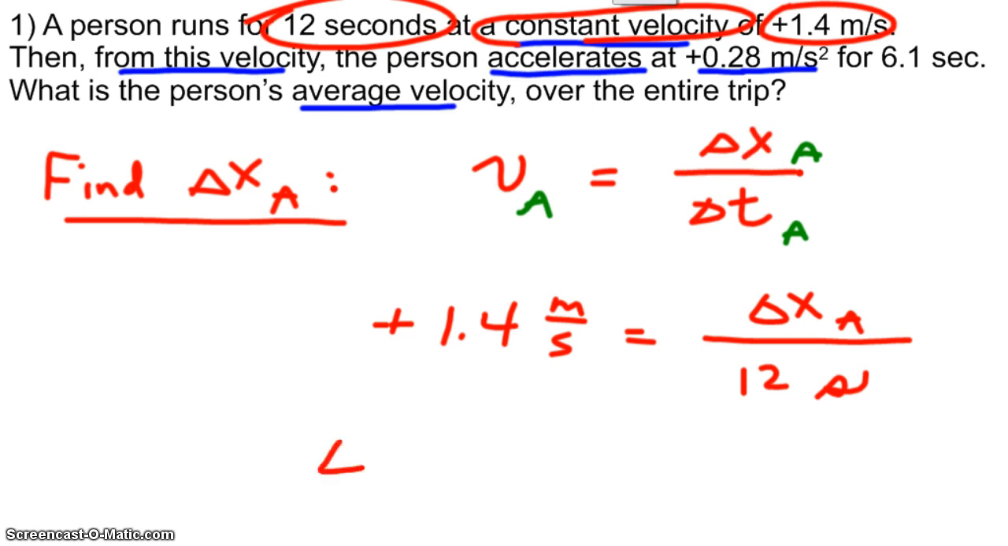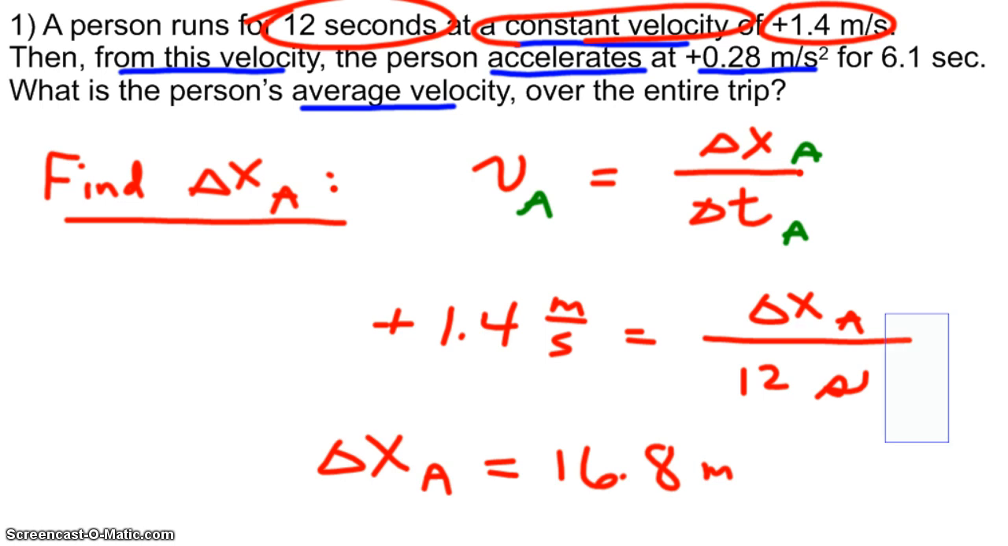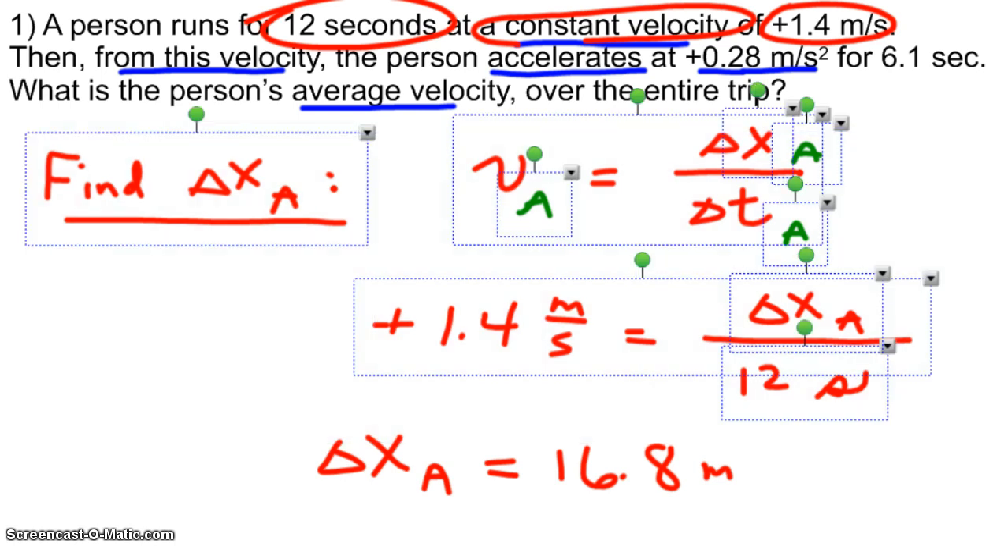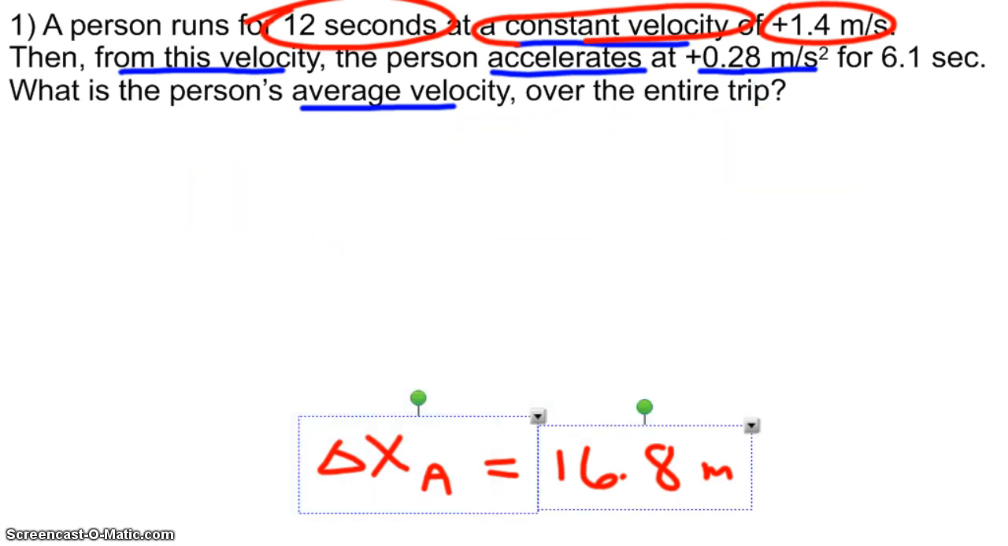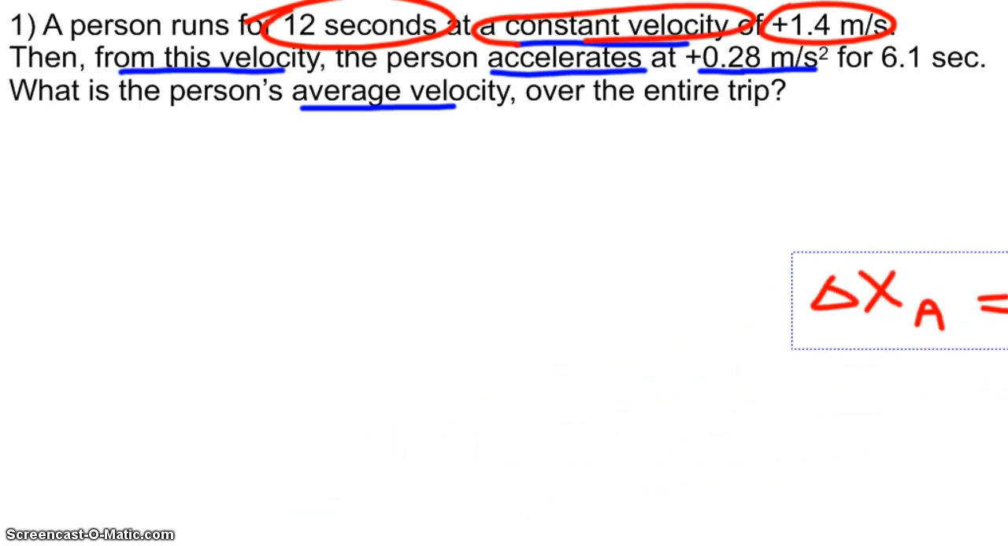Okay then, segment A has a displacement equal to 1.4 times 12. What's 1.4 times 12? Trusty calculator, tell me 1.4 times 12, and it says 16.8. We just found delta X in segment A. Now we need to find delta X in segment B, and then we can solve. So I'll bring that back in a second.